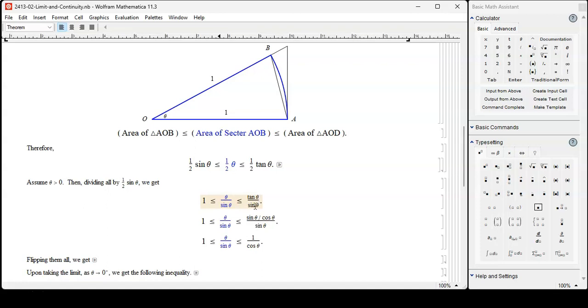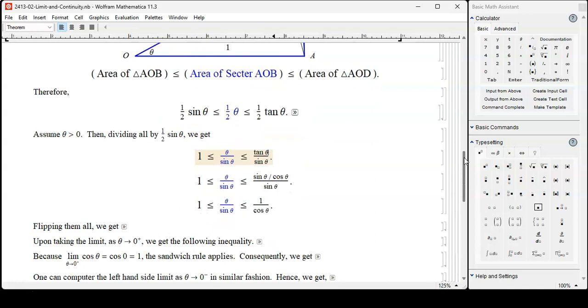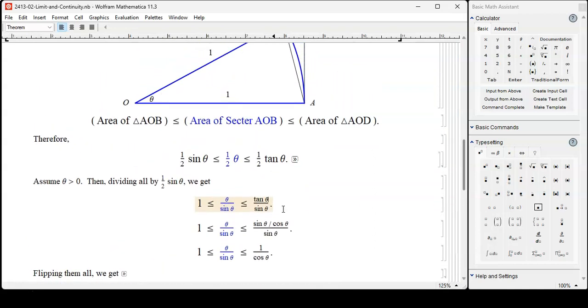So we get theta over sine of theta. Let me expand the fonts so that you can read better with all those fractions. And tangent over sine, the 1/2 is all gone. And tangent is sine over cosine, so you can rewrite this as 1 over cosine of theta. Remember, assuming theta is greater than 0. Now, when theta is less than 0, we have to do this all over again, but that's something we can discuss after everything is done.